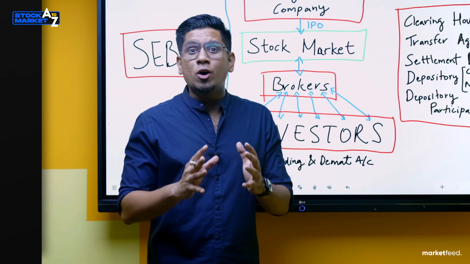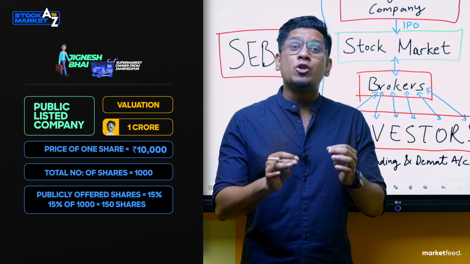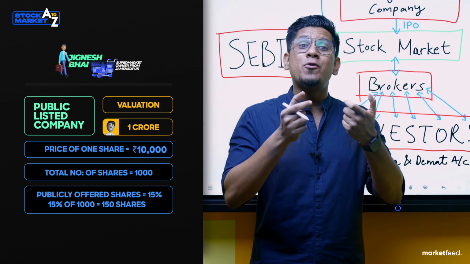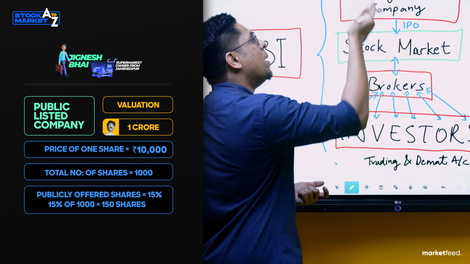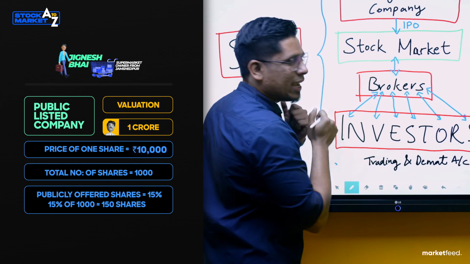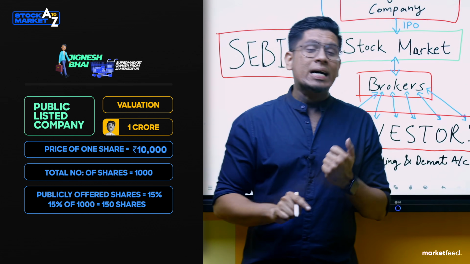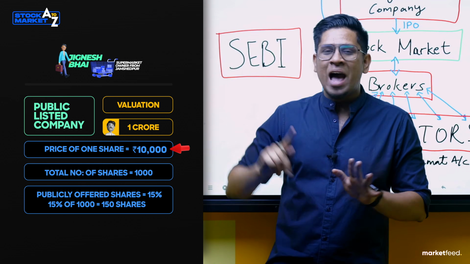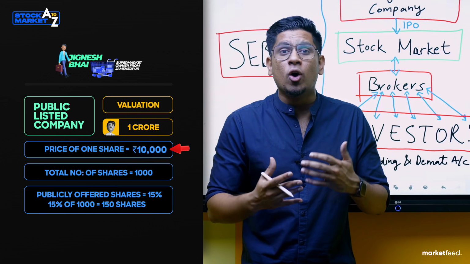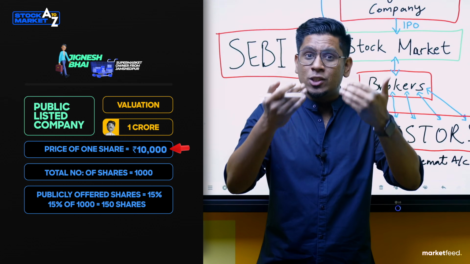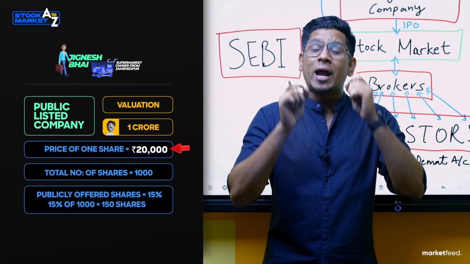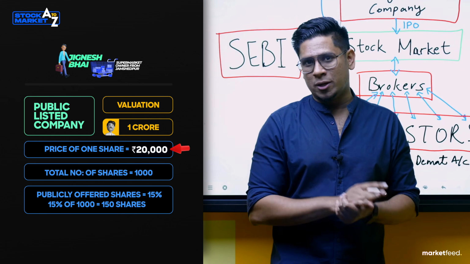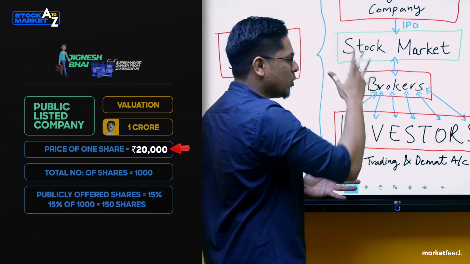So out of the 1,000 total shares of his company, he is offering 15% or 150 shares via the stock market by doing an IPO to the public investors. If you remember earlier, the value of a share was 10,000 rupees, after which his company has grown a lot. So at this point, when he is doing an IPO, the price of a share is 20,000 rupees. Okay, that is the story, and it has happened via the stock market.